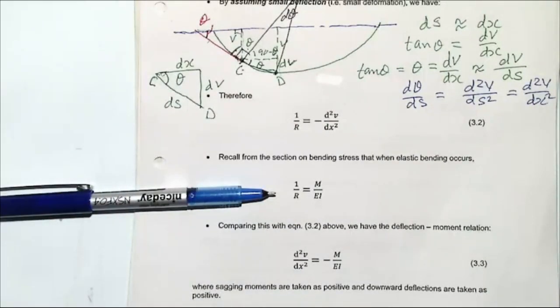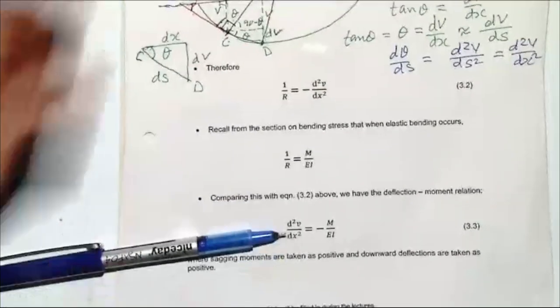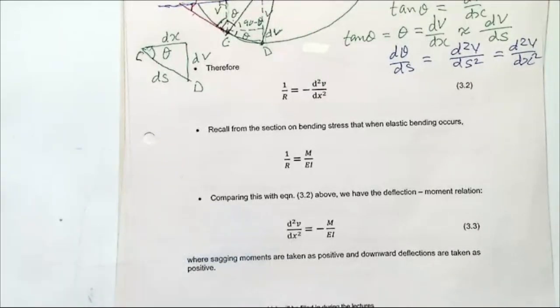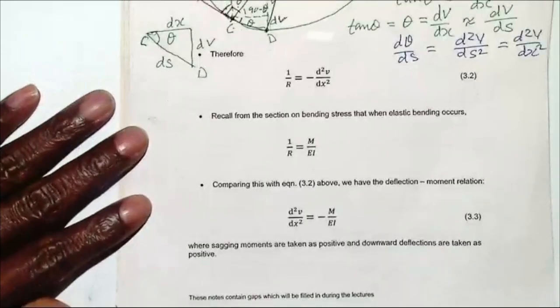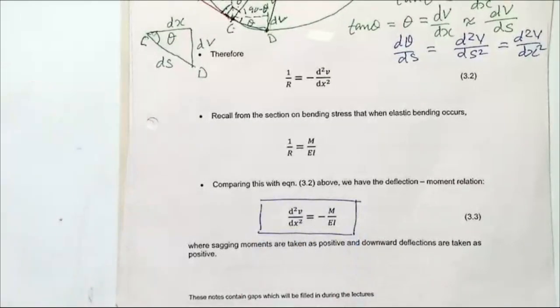That gives me the relationship between the downward movement, which is V, and the applied bending moment. And that is the moment and deflection equation. And that is all I need. So V is what we are trying to find. X is where we are trying to find V.